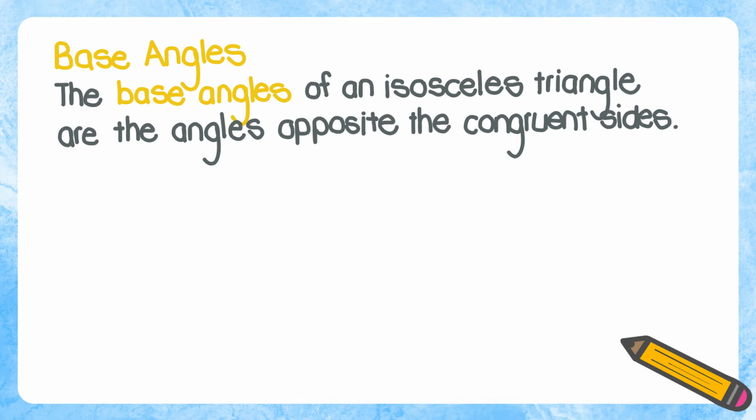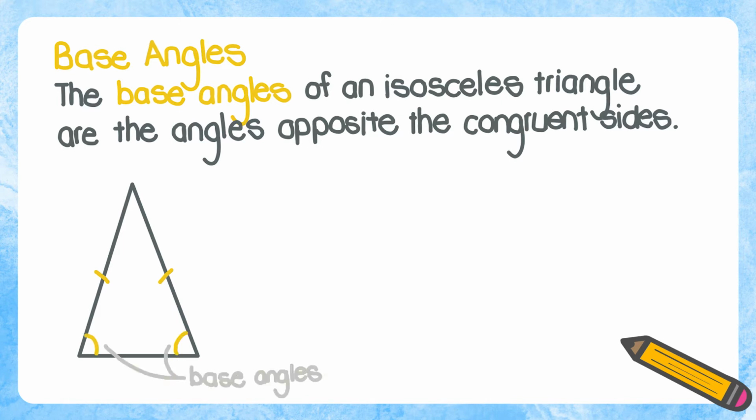Next, let's look at the idea of base angles of isosceles triangles. The base angles of an isosceles triangle are the angles opposite the congruent sides. For example, here's an isosceles triangle. We know that this is an isosceles triangle because the tick marks tell us that the two sides are congruent to each other. These two angles are the base angles. Notice how these base angles are across from the congruent sides.